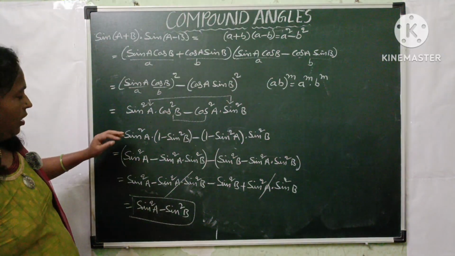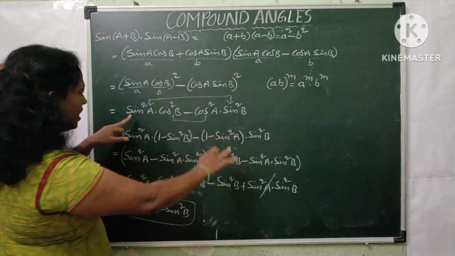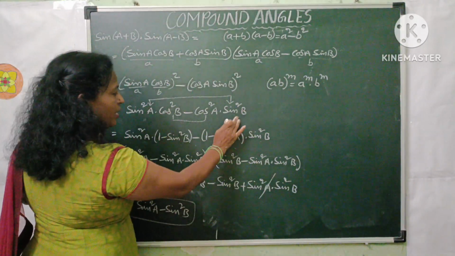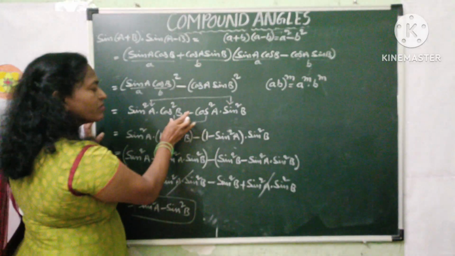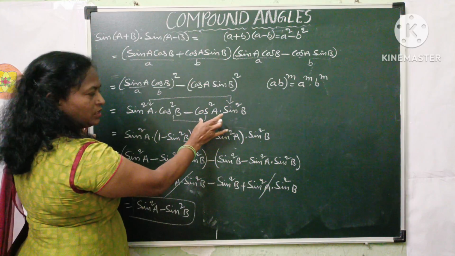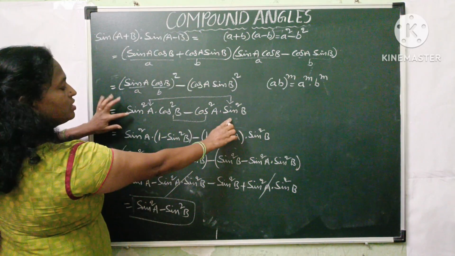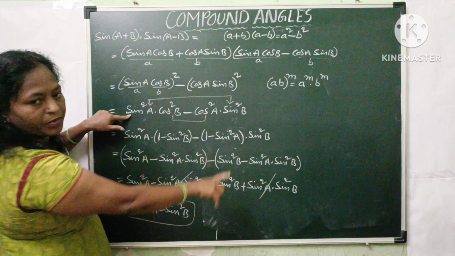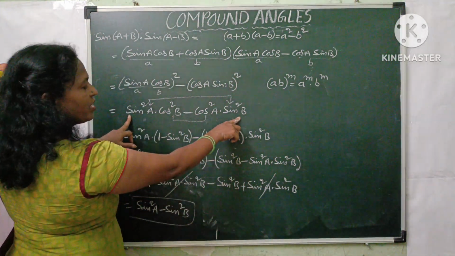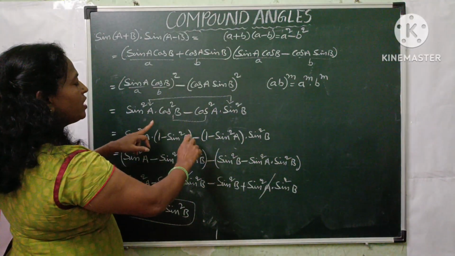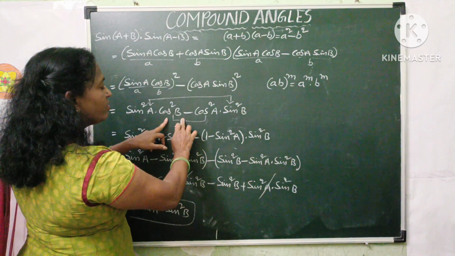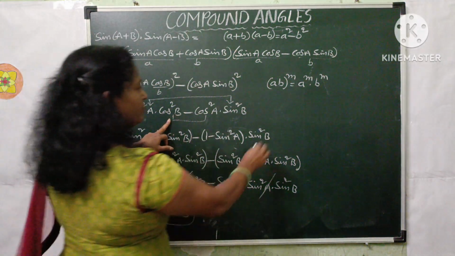Next, again these two: if you change sin square a and sin square b, we will get the answer as cos square b minus cos square a. If you change these two terms, the answer is sin square a minus sin square b. If you change sin square a and sin square b, the answer is cos square b minus cos square a. Let us see here.